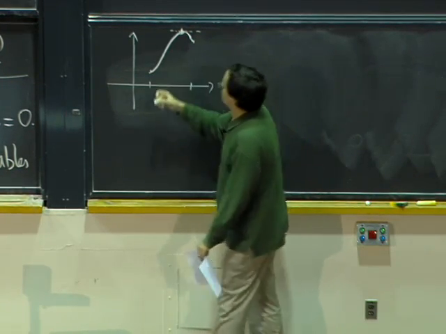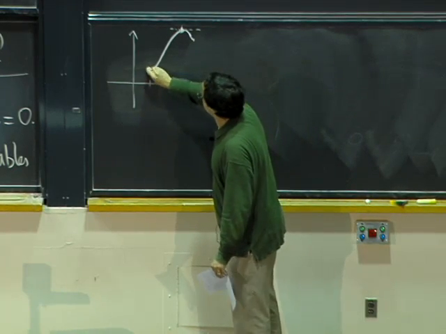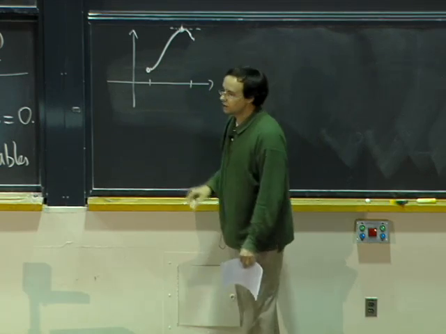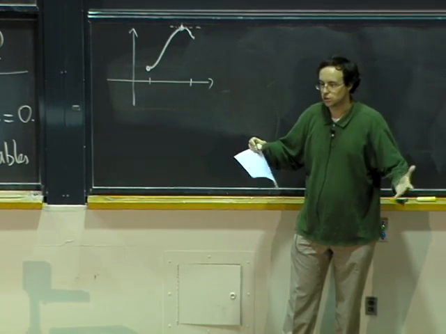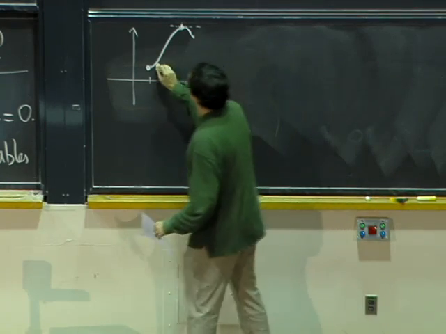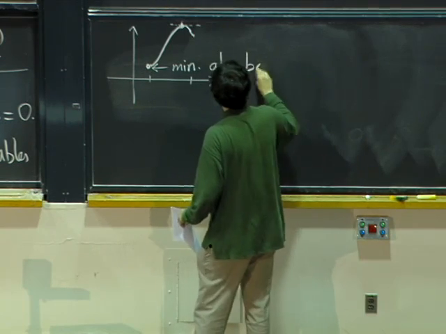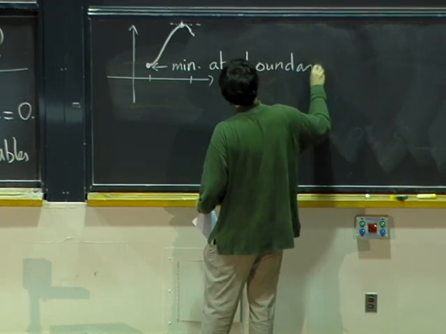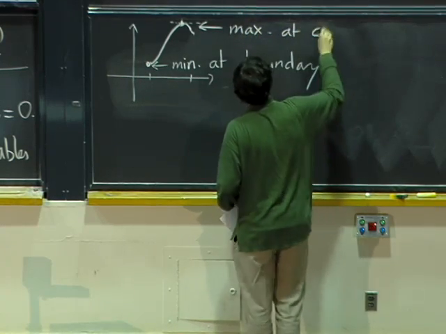But then, when we're looking for the minimum of a function, it's not at a critical point. It's actually here at the boundary of the domain, the range of values that we're going to consider. So here, the minimum is at the boundary, and the maximum is at a critical point.